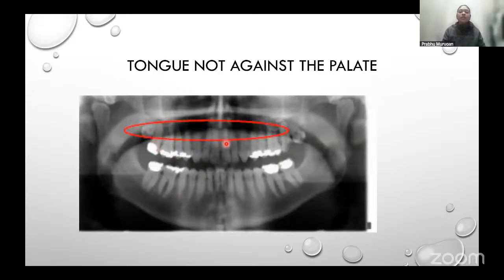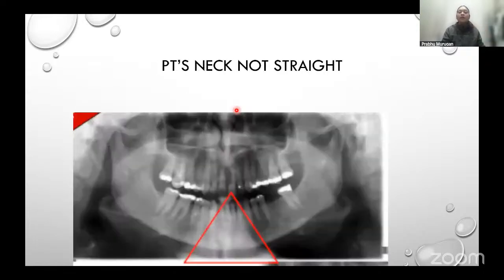Okay, so whenever the tongue is not placed against the palate, it will cast a shadow over the periapical region of the maxillary teeth. Whenever the patient's neck is not straight, your vertebral region is there, so it will cast a shadow there. And your hyoid and all, it will cast a shadow in the midline region.